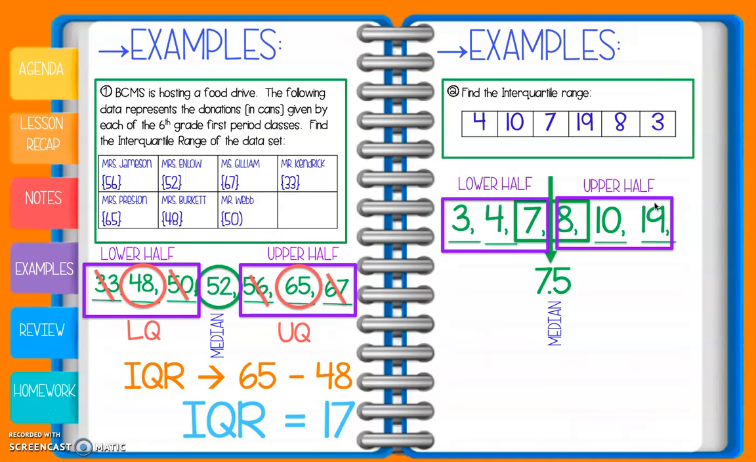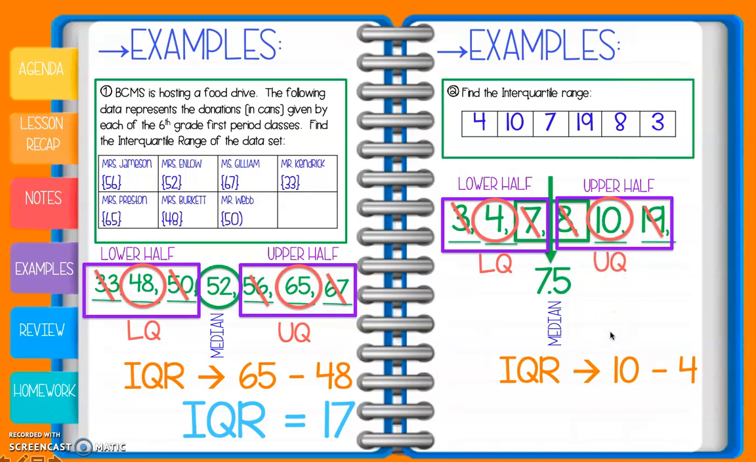So now what we're going to do is find the median of the lower half. So we're going to cross out 3, we're going to cross out 7, and we're left with 4. 4 is the median of our lower half, therefore 4 is our lower quartile. Going to do the same thing with our upper half. We're going to cross out 8, we're going to cross out 19. The median of the upper half is 10. So that makes that our upper quartile.